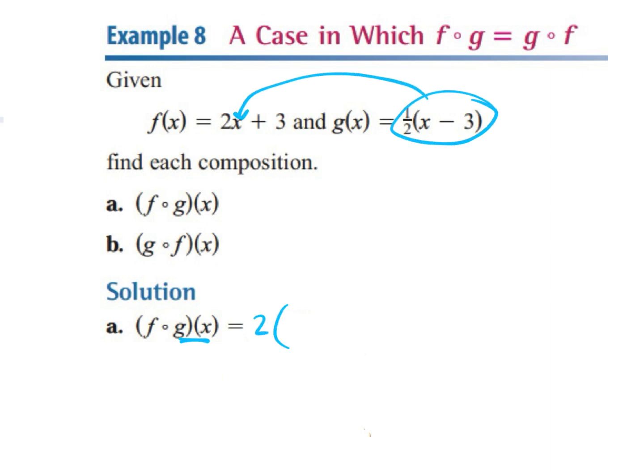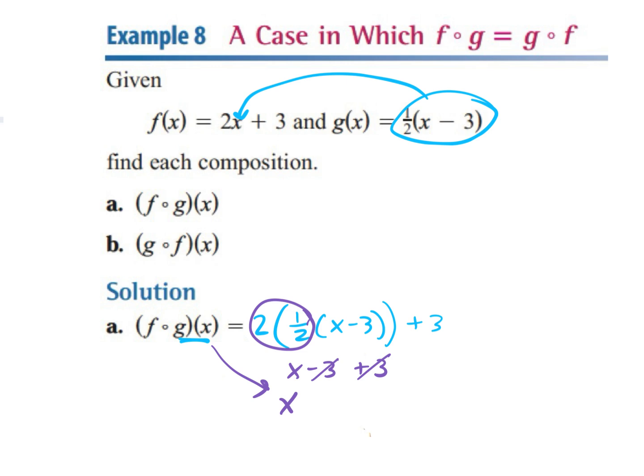So here we have 2 times, so since we're multiplying, I'm going to plug it into parentheses, 1/2 times (x minus 3) plus 3. So we can simplify. We can distribute here if you wanted to, and then distribute the 2. But we know that 2 times 1/2 is just 1. So this is x minus 3 plus 3. We can get rid of the parentheses now because we're not multiplying anything to it. So x minus 3 plus 3, the minus 3 and the plus 3 is just 0. So this is just x. So f of g of x is x.